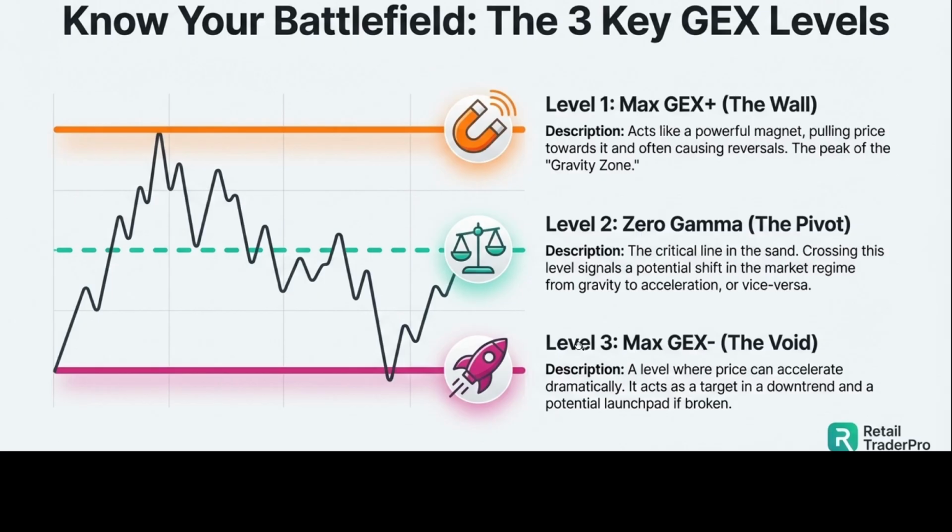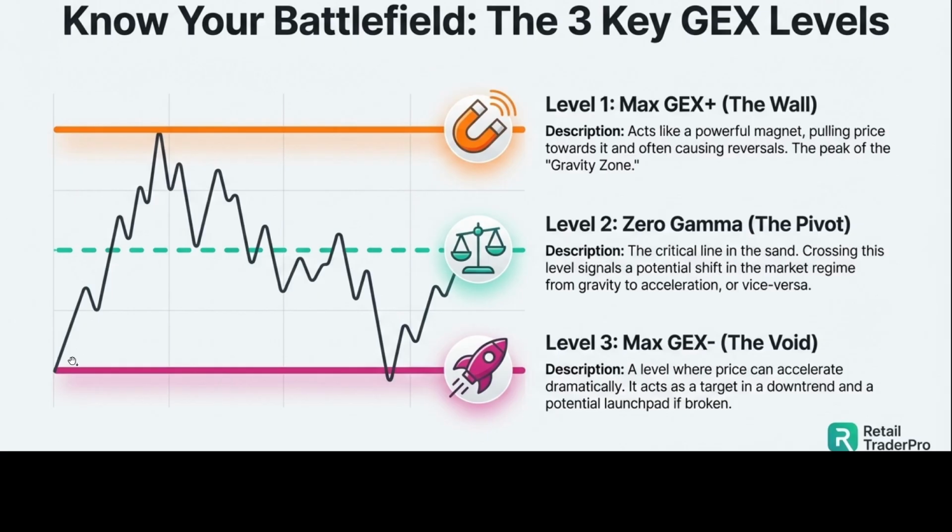And the level 3 is the most volatile zone there because dealers are negative gamma and they have to go with price. This is a level where price can accelerate dramatically. It acts as a target in a downtrend and a potential launch pad if this is broken.